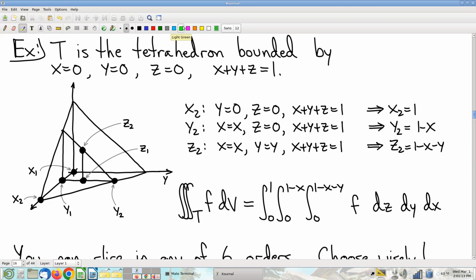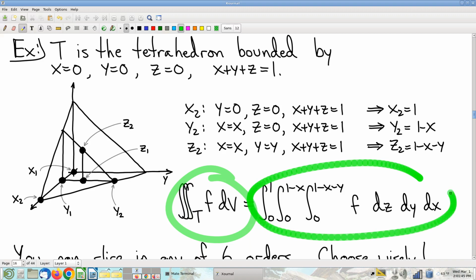Tetrahedron. Here we go. This tetrahedron is defined by these four planes that are given in the statement of the question. Flashbacks to chapter 1, where we saw equations of planes. Given these four planes and thus this tetrahedron, how would I compute a triple integral? More to the point, how would I turn this triple integral into this iterated integral? We're going to go through all these details.